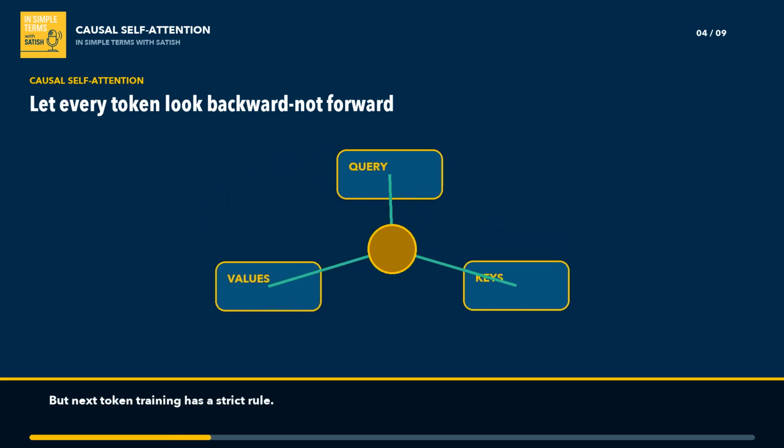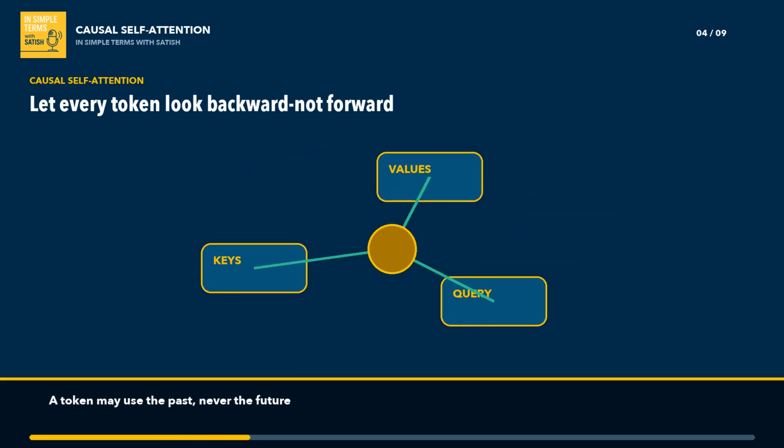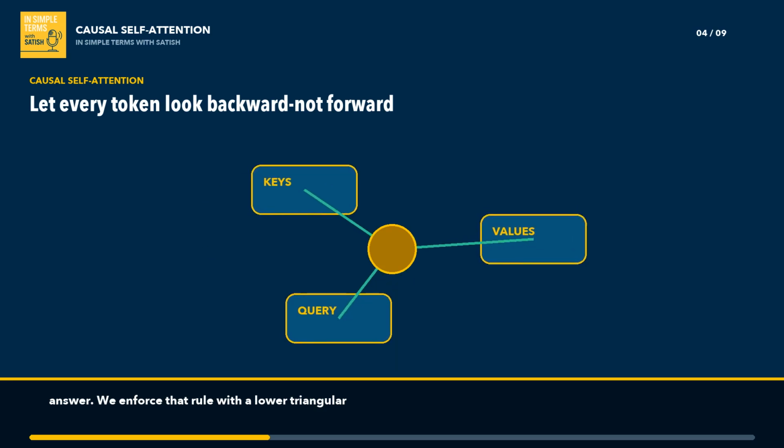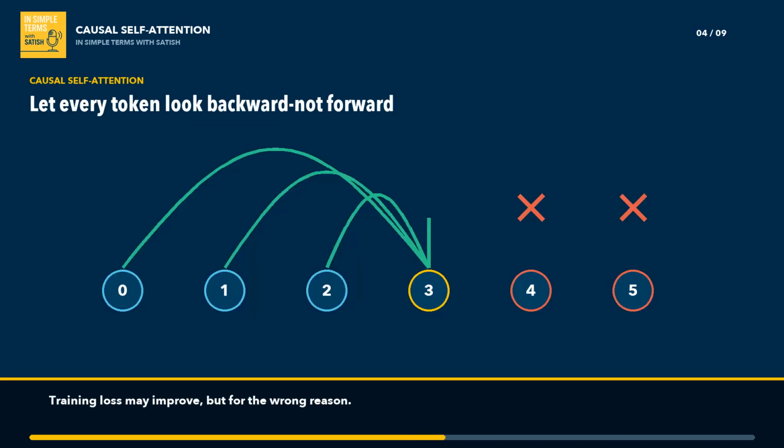But next token training has a strict rule. A token may use the past, never the future answer. We enforce that rule with a lower triangular causal mask. Imagine the 4th position in a sequence. It may attend to positions 0, 1, 2, and itself. Every position to its right is closed. If we turn the mask off, the model can peek at characters it is supposed to predict. Training loss may improve, but for the wrong reason. That is data leakage, not learning.